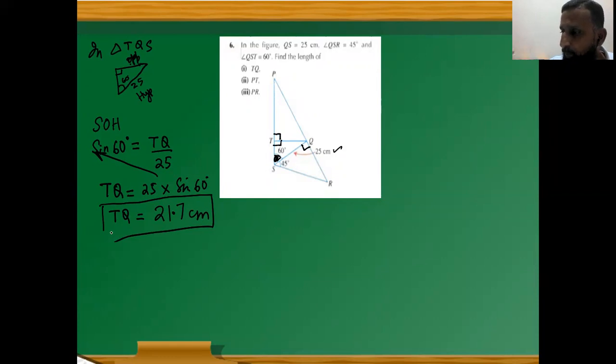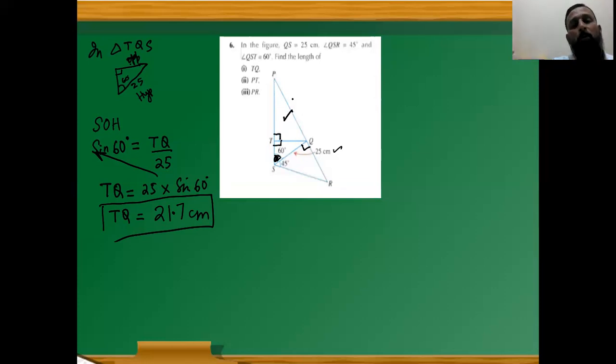Okay. All right. Now, what is the next part, boys and girls? It's PT. Now, you need to look for it. How are you going to find the second part, PT? First of all, you need to identify the names of the sides. But before identifying the names of the sides, you need to identify the triangle by which you can find out PT. PT is located in this triangle.